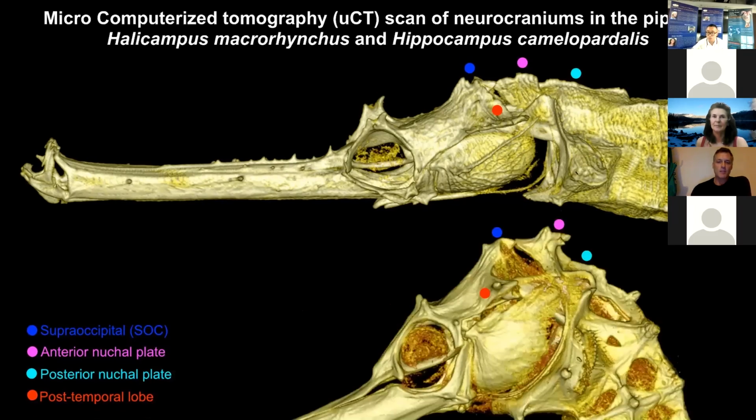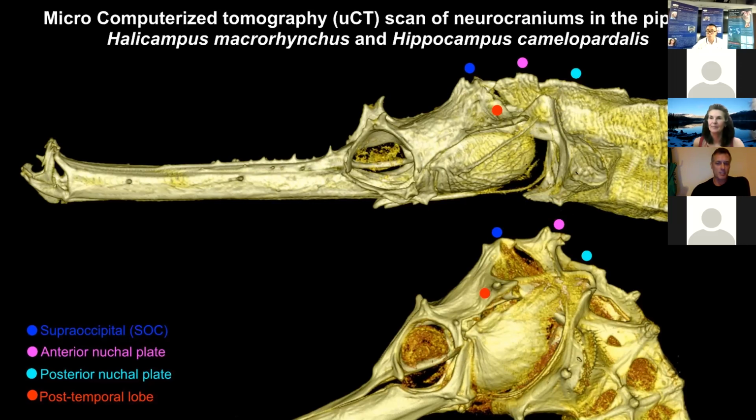And so here's a comparison of Helicampus macrorhynchus to Hippocampus camelopardalis from Eastern Africa. You can see in the seahorse that the SOC and the anterior nuchal plate are at an angle to each other, and there's a gap between those two bones. And it's exactly what you see in Helicampus above. And this is the only pipefish I've seen in which the SOC and the anterior nuchal plate are quite different and are leaning against each other.